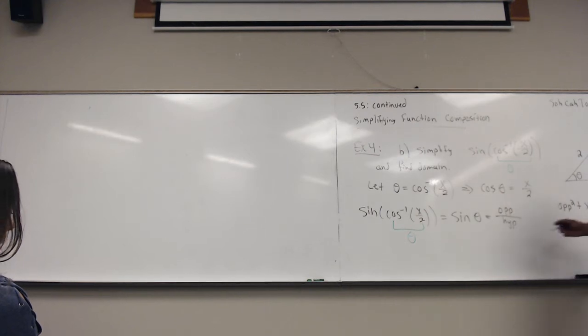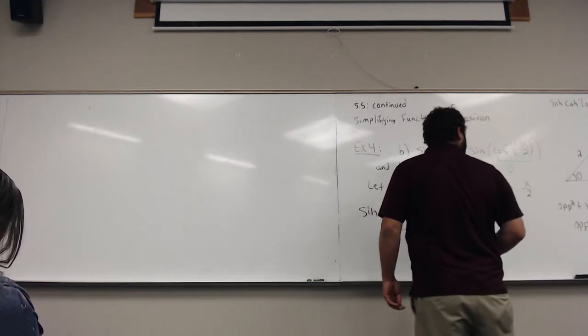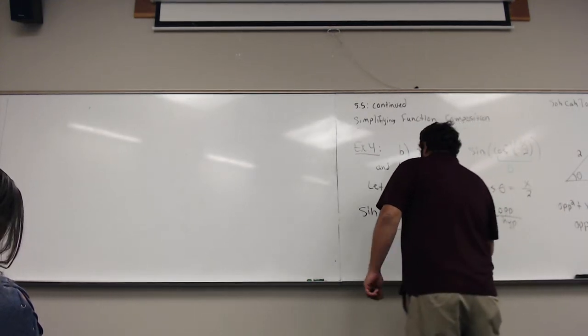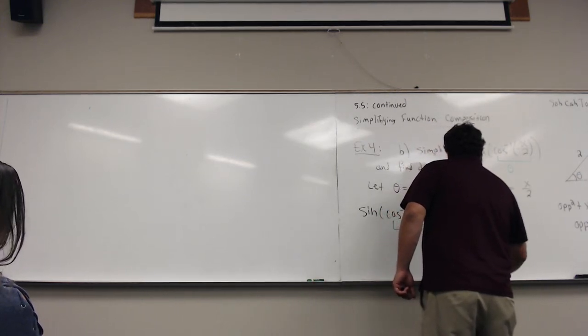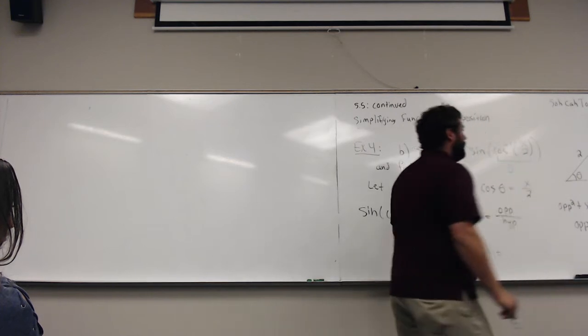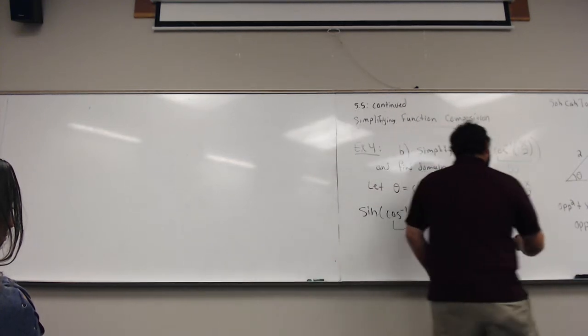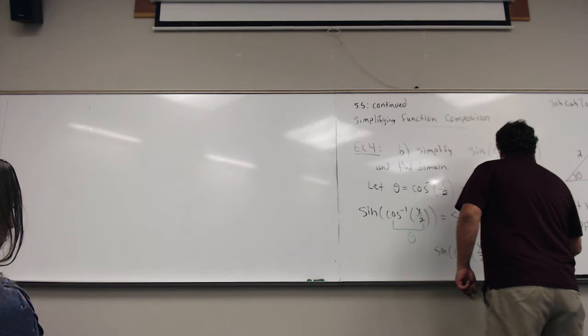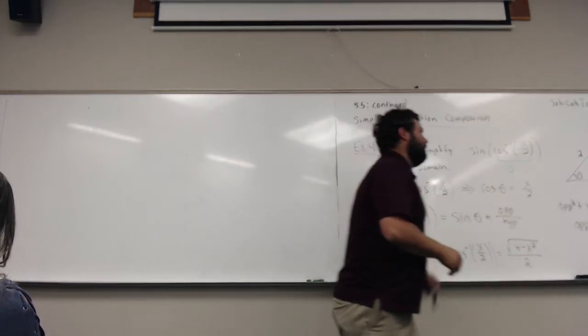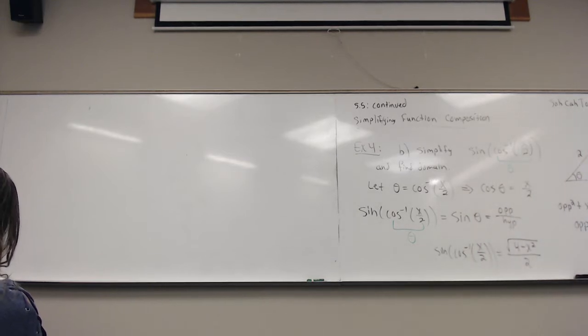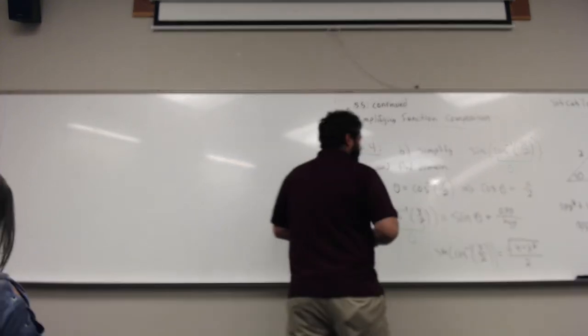Okay, so the original function then is going to simplify to, when you write this down, sine of cosine inverse x over 2 is now equal to the length of the opposite side. We now know that's the square root of 4 minus x squared divided by the hypotenuse of 2. And that's our final answer.